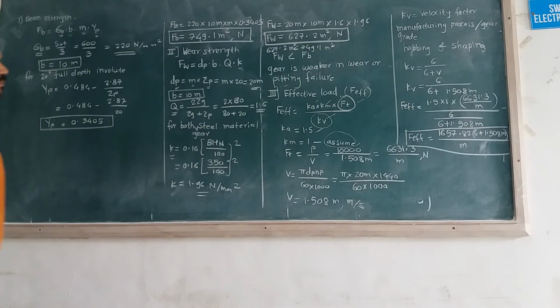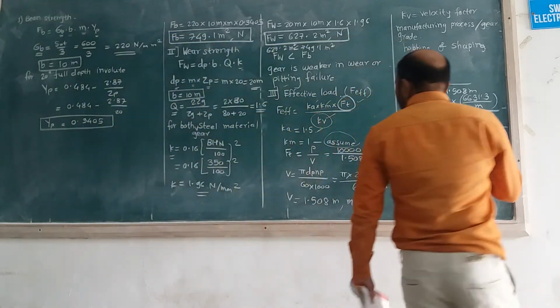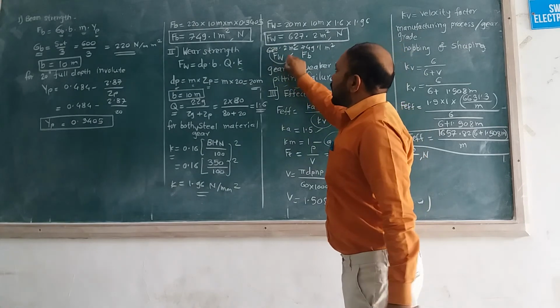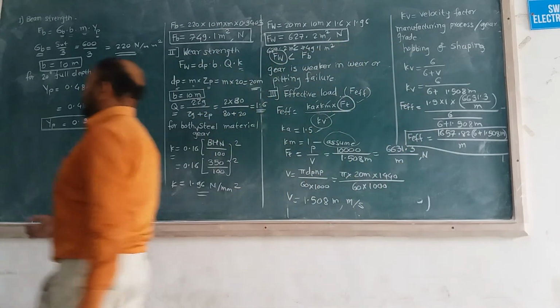Okay, then after that, check. We already checked FW is less than FV. We focus on FW, and for FW we use a formula.